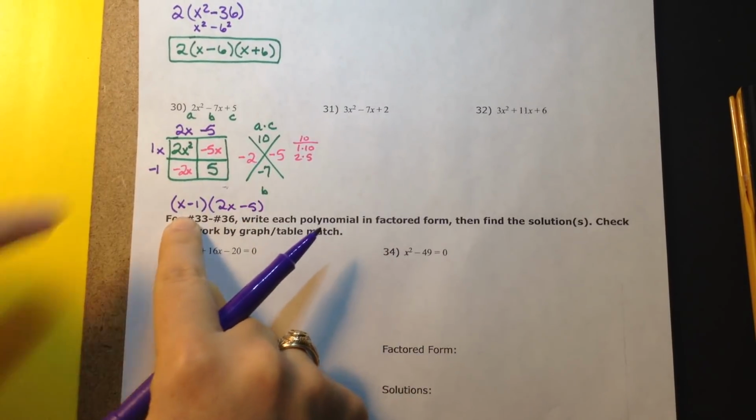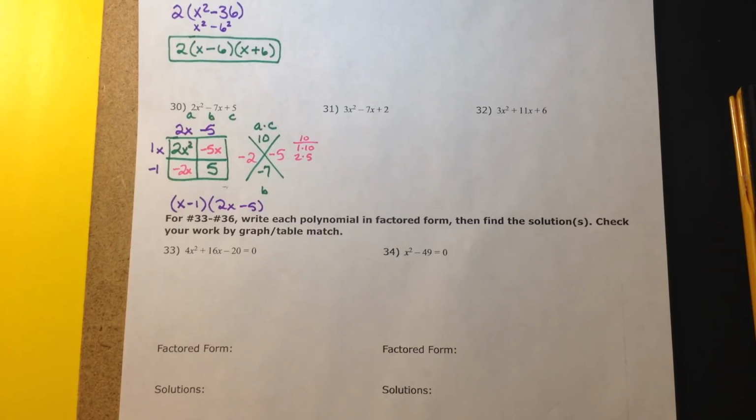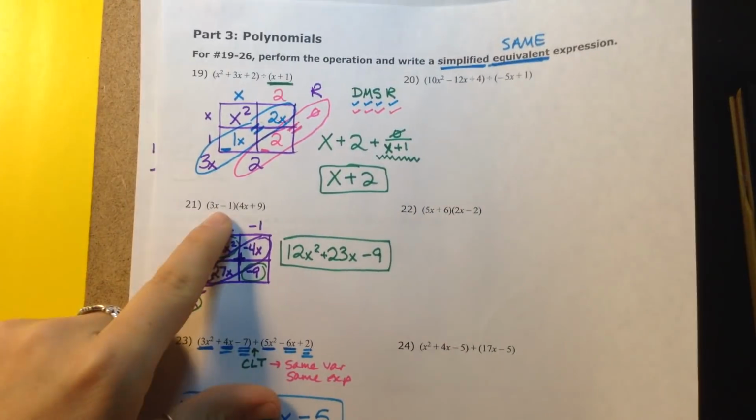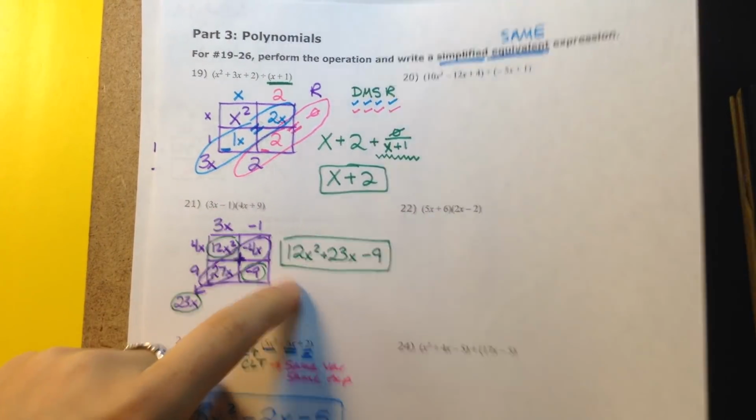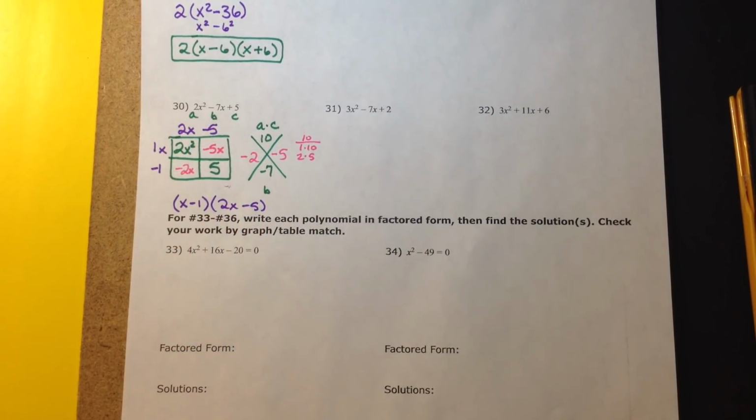These are the numbers I got from the side and the top. We've gone and done backwards multiplication. When we multiplied on the last page, we started with factors and we made a trinomial. This time we started with a trinomial and we wrote the factors.